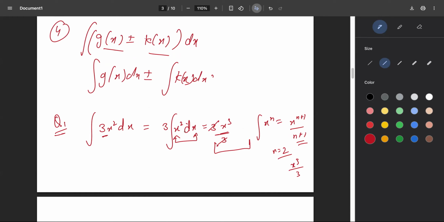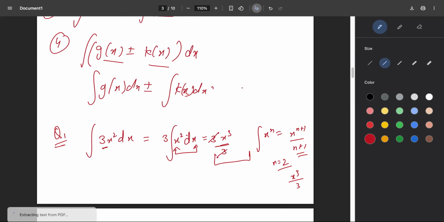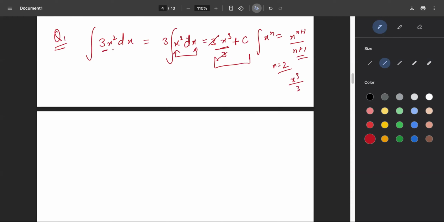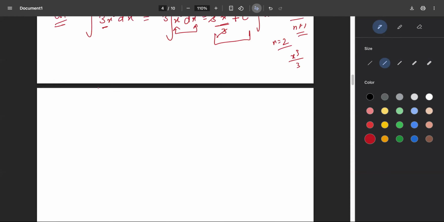Yes, sir. I told you about the constant value. After every integration, you have to put a constant. Integration happens in two ways: one with limit, one without limit. What does limit mean? Limit means I have specified the range.